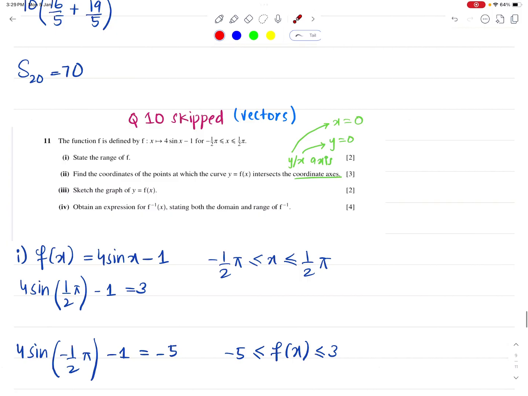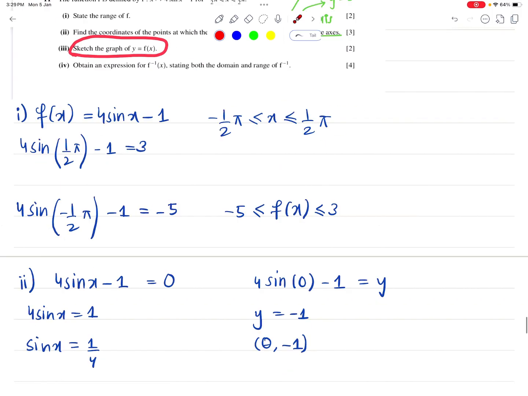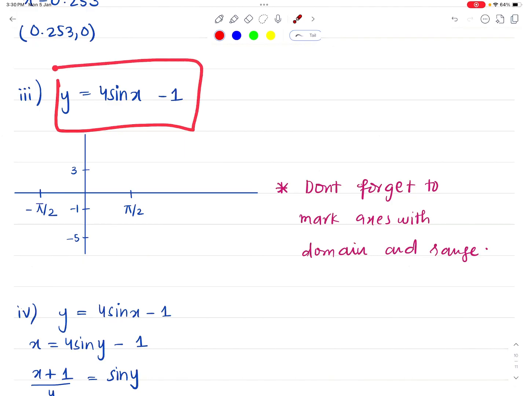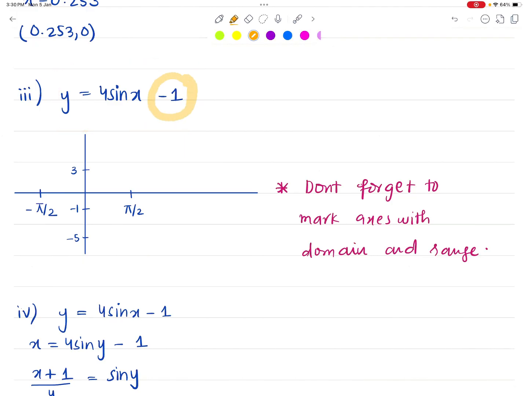The next part says sketch the graph of y equals f of x. Now you need to understand one thing. This is your equation. You need to understand that this part is your mean axis, the average part where the graph lies. So basically that means the middle of my graph is -1, and 4 means that the maximum and the minimum are going to be -1 plus 4 and -1 minus 4, which basically means that the highest point is going to be at 3 and the lowest point is going to be at -5, which are 2 points that I've already marked over here.